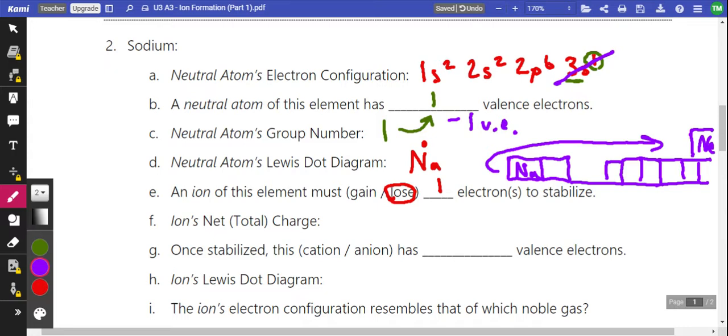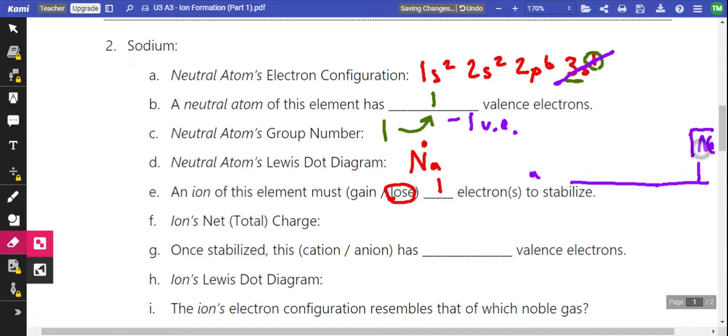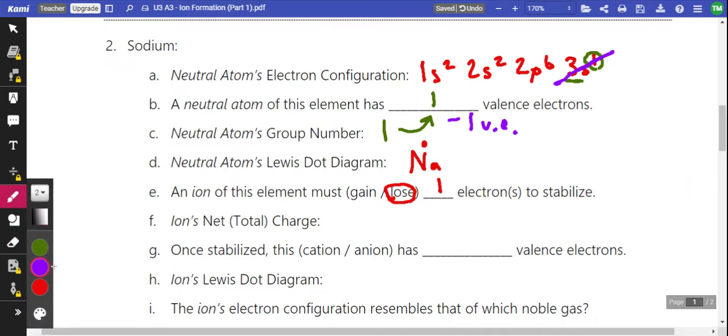In this case, we're looking at neon's electron configuration, which is kind of crazy. So we still achieve that more stable electron configuration. It's just in this case, we lost that one electron, so let's see where that takes us.